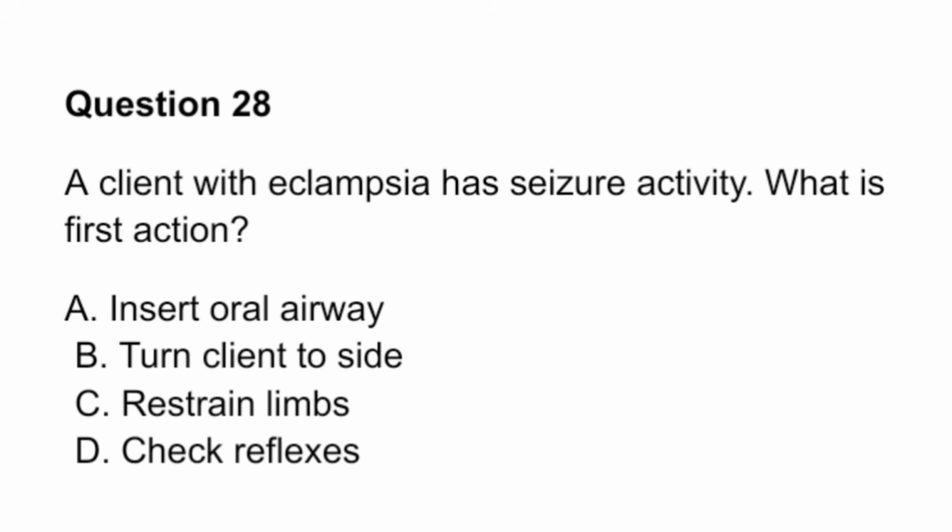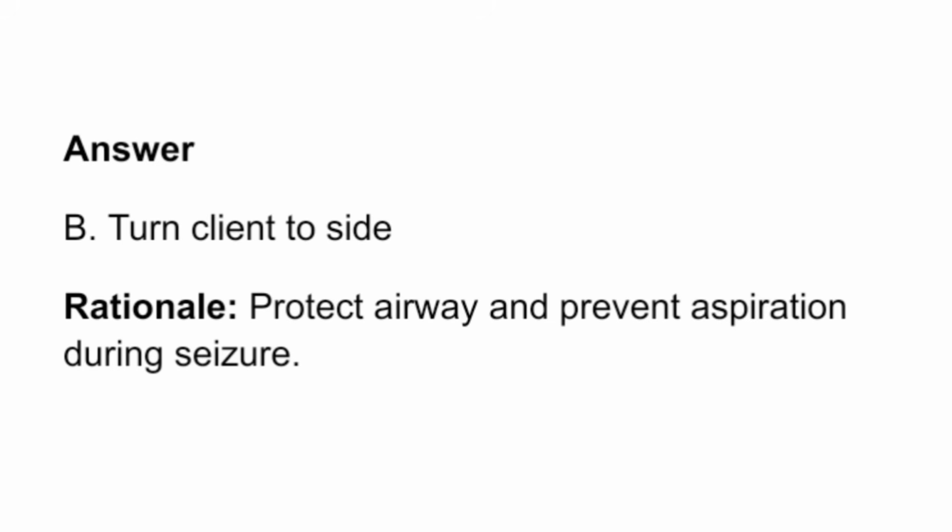Question 28. A client with eclampsia has seizure activity. What is first action? A. Insert oral airway. B. Turn client to side. C. Restrain limbs. D. Check reflexes. The answer is B. Turn client to side. Rationale: protect airway and prevent aspiration during seizure.